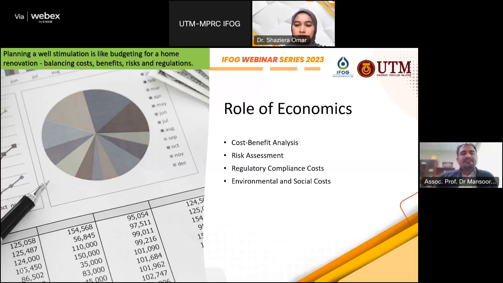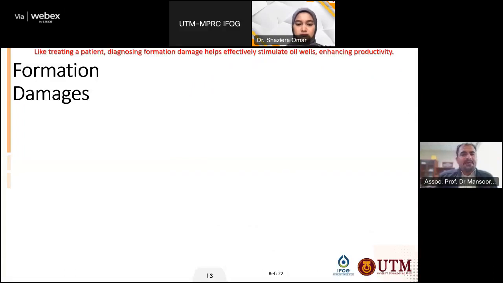For instance, a company might estimate that there is a 1% chance of a well failure that would result in $10 million in cleanup cost and lost production. So the expected cost of this risk would be about $100,000. This expected cost can be included in the economic analysis of the well stimulation operation. I'm going to skip these two because of the time.